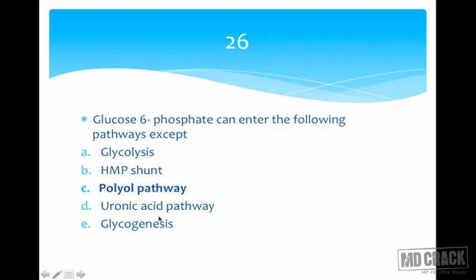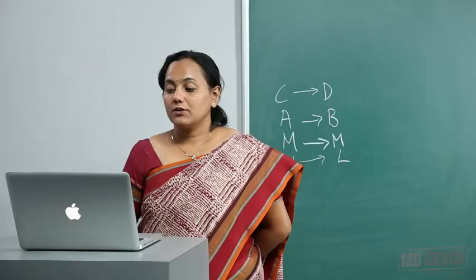Uronic acid pathway, yes, glucose 6-phosphate has to form glucuronic acid. That is the uronic acid pathway. Glycogenesis, yes, it has to form UDP glucose. Only then it can give that glucose to another molecule and result in the formation of glycogen. Let's go to the next question.